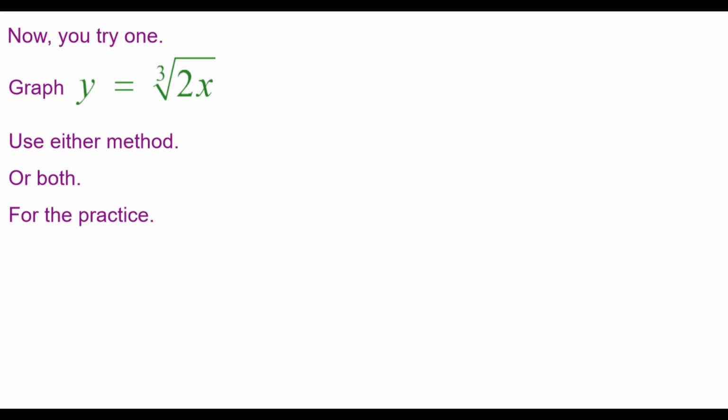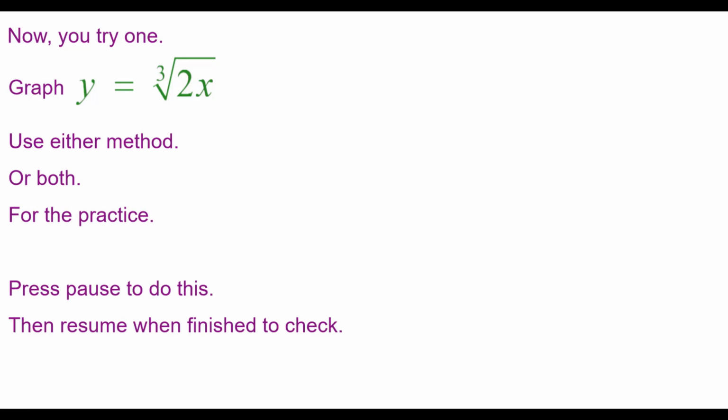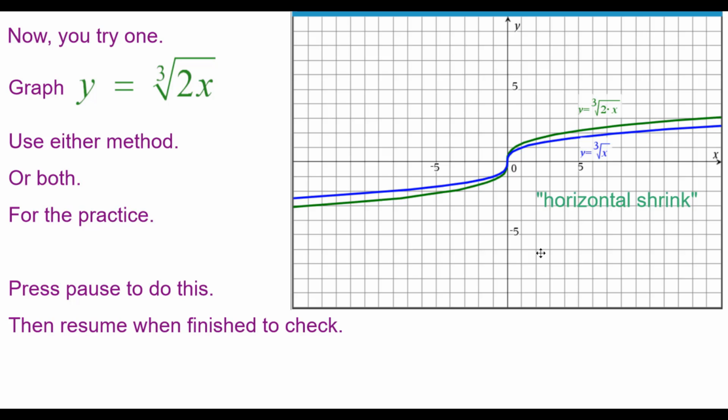Now you try one. Graph y equals the cube root of the quantity 2x. Use either method or both for the practice. Press pause to do this and resume when you're finished to check your answer. And here is your answer. Green is a horizontal shrink from the blue.